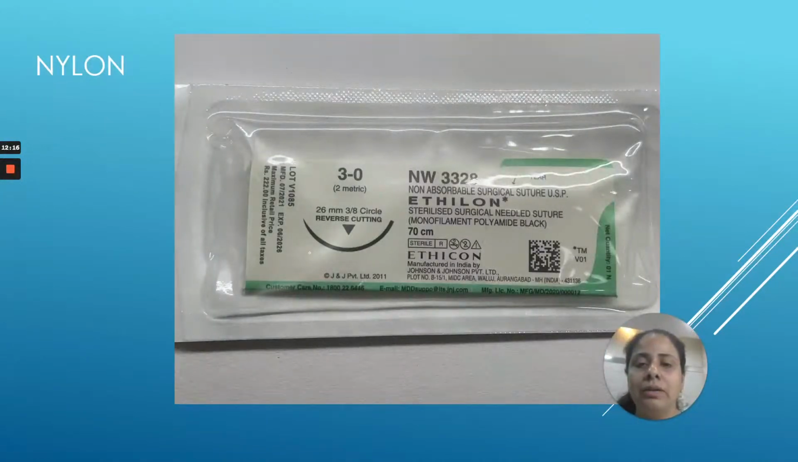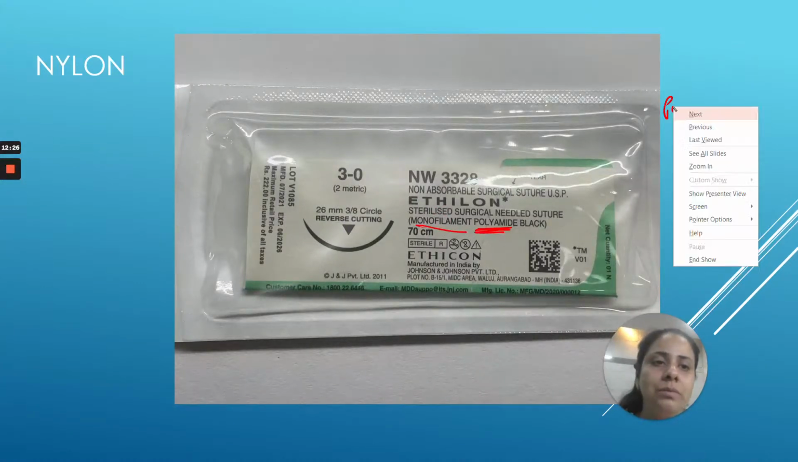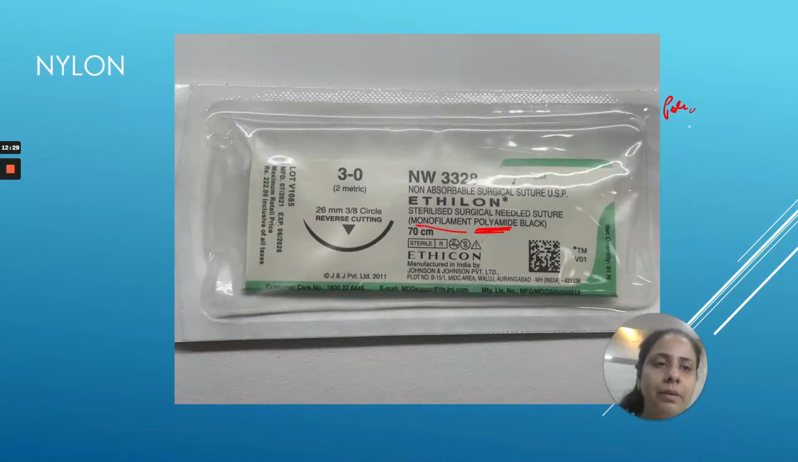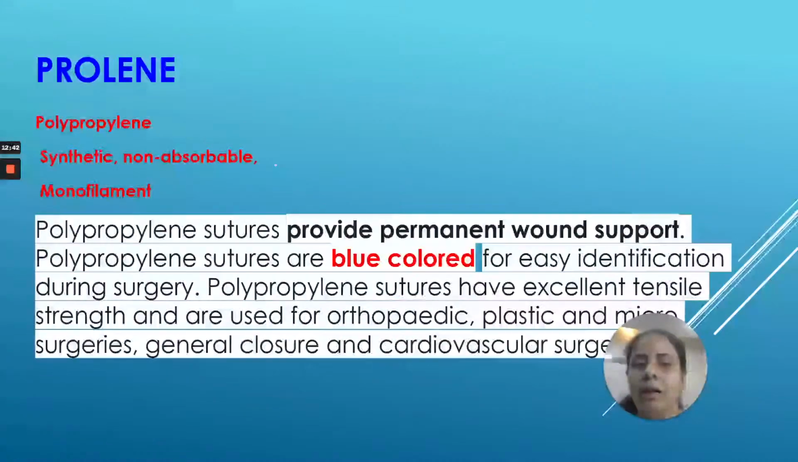So this is how the nylon suture looks like. I'm going to explain all these features. You can see these are monofilament polyamide. So nylon was polyamide, synthetic. Here the picture is monofilament. Mostly monofilaments are used. Now the Prolene. Prolene is also synthetic, non-absorbable and monofilament. The material is polypropylene.